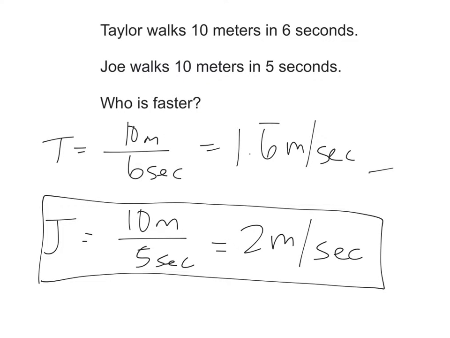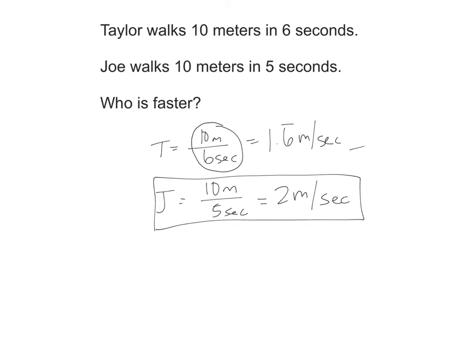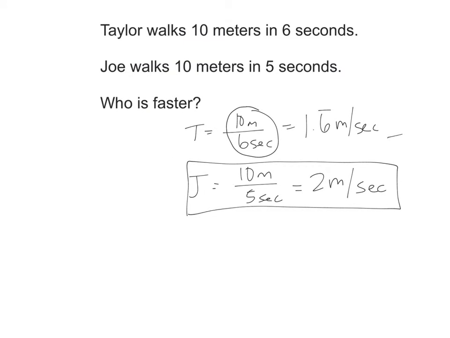He's going 2 meters every second. So that means in 1 second, he's getting further than Taylor. Taylor's going 1.6 meters in 1 second. So you can see the division problem is set up when you put the units in. 10 meters per 6 seconds is 1.6, all right? So from there, you would need to create a quick table. So that's what this would look like.